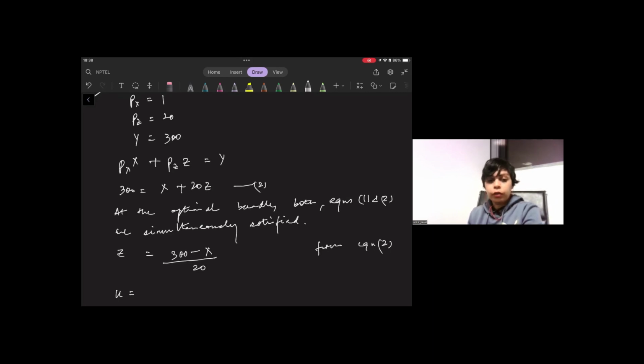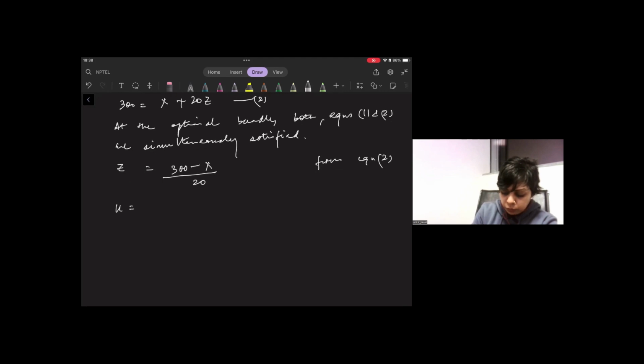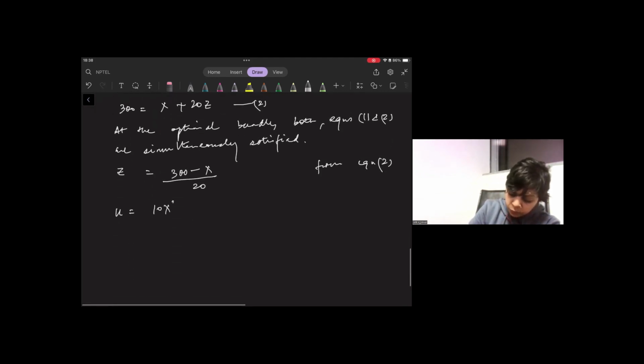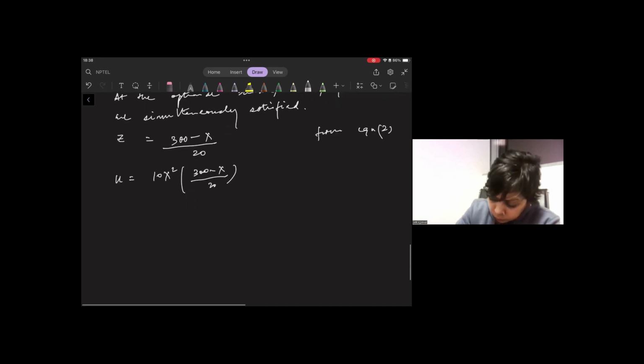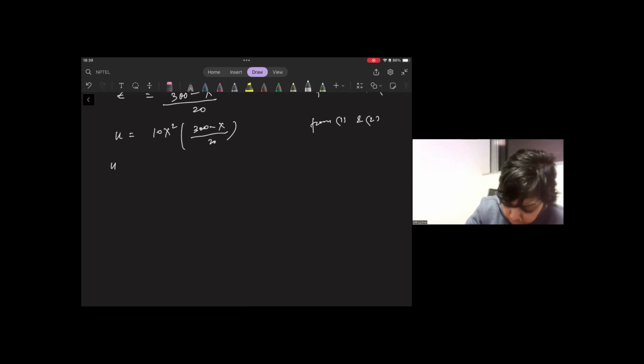You solve for the value of one variable from one equation, plug it into the other, and then you take the differential. So u is what? 10x squared z. 10x squared, and z is this value. Okay, then this is not that complicated. What you get is 10 into 300. Let me write it better. This looks complicated.